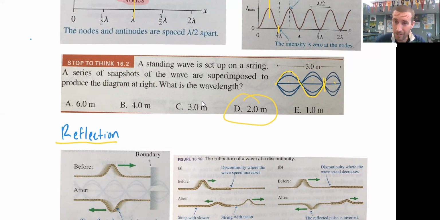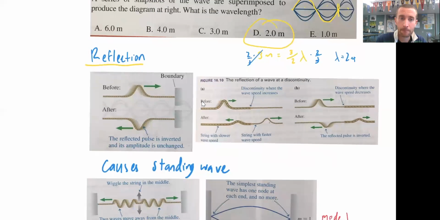If I wanted to use an equation, I could say 3 meters equals 3 halves of a wavelength. And then to get wavelength by itself, I could multiply by 2/3. The 3's cancel and get me a 2. So wavelength equals 2 meters. Although I just think about it logically: if 3 meters is 3 bumps, then 2 bumps is 2 meters. All right.